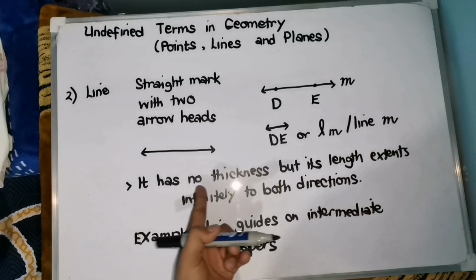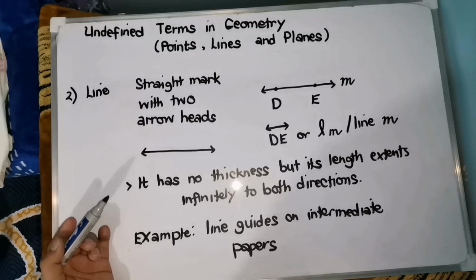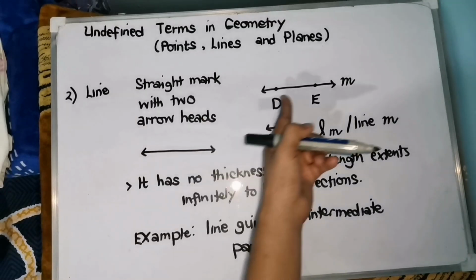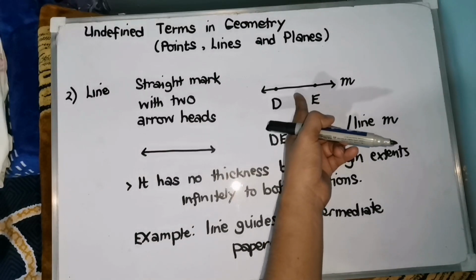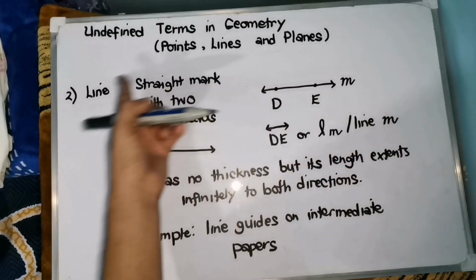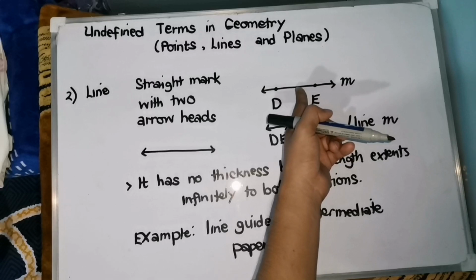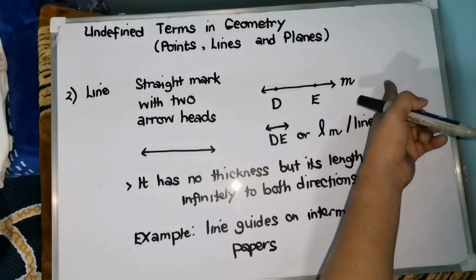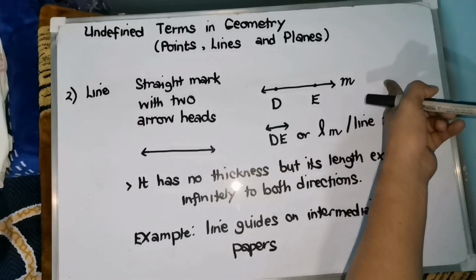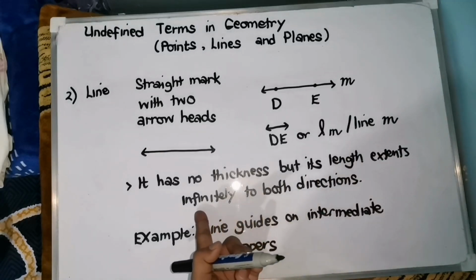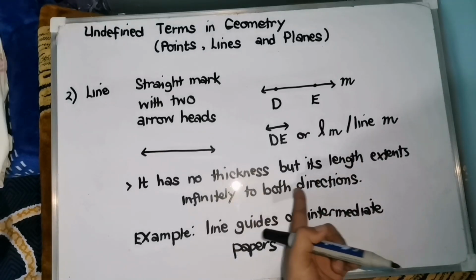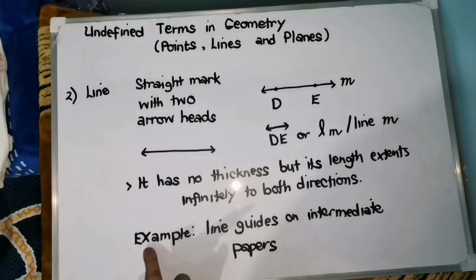A line has no thickness, but its length extends infinitely in both directions. This line can be extended infinitely to the left, or to the right, so it can be extended infinitely in both directions. An example of a line is the line guides on intermediate paper.